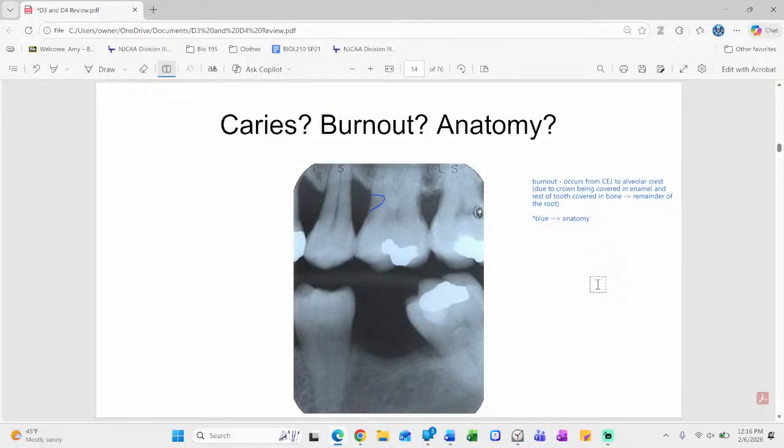So here, little darkness here, yeah, little burnout, little bit of anatomy. Do I think there's caries anywhere on these surfaces? No, no caries.